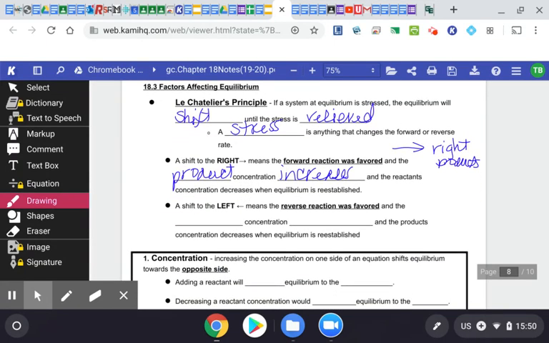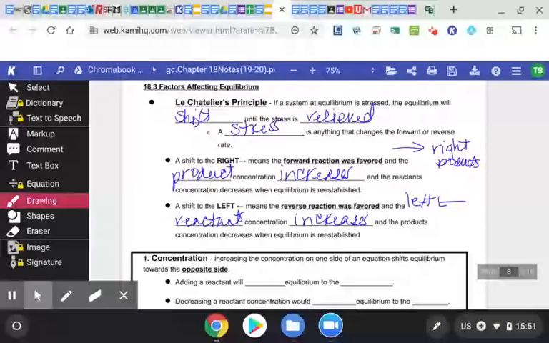A shift to the left, so when we're talking about the left side, we are talking about the side of the reactants. So a shift to the left means a reverse reaction was favored, and the reactants concentration now will increase. And the product's concentration decreases when the equilibrium is reestablished.